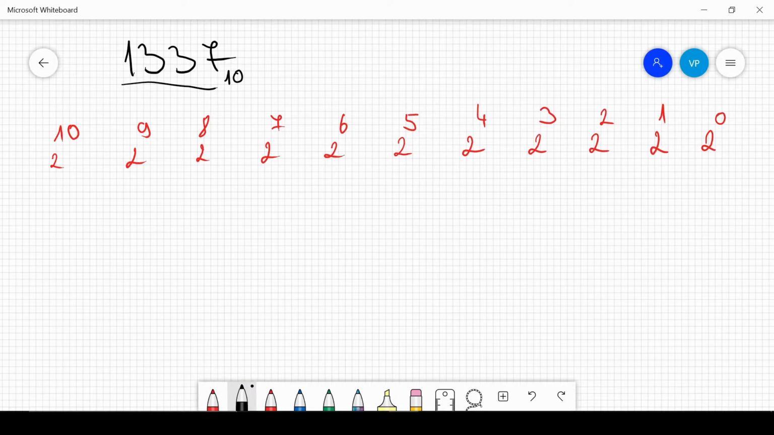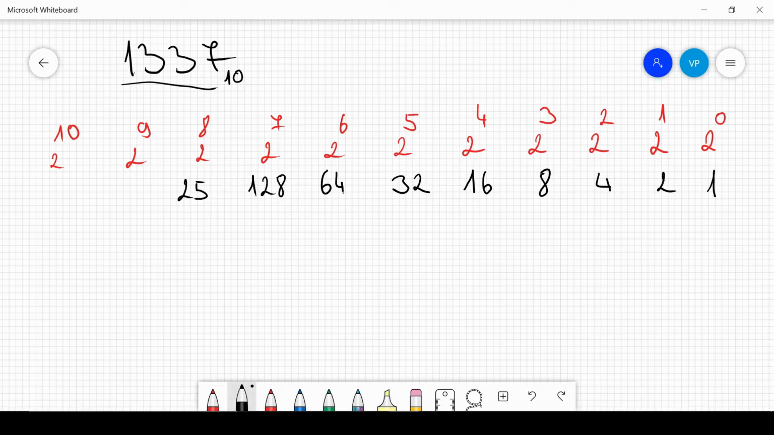So 2 to the power of 0 is 1, 2 to the power of 1 is 2, 2 to the power of 2 is 4, 2 to the power of 3 is 8, 2 to the power of 4 is 16, then we have 32, 64, 128, 256, then we have 512 and 1024.